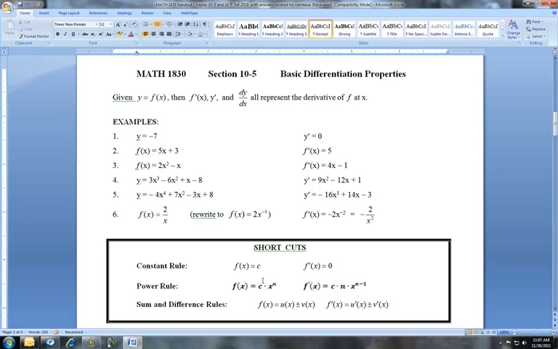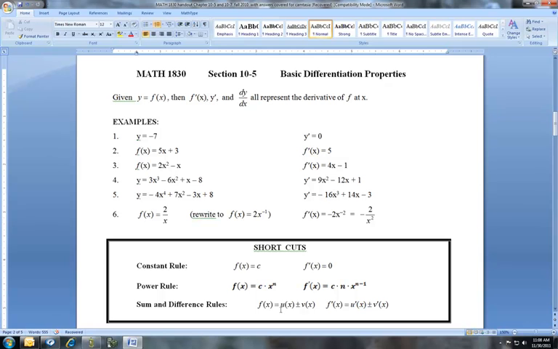It needs to be in this form. I need to see the coefficient times x raised to an exponent. So here's my derivative. My exponent times my coefficient, decrease the power by 1. So if you can multiply and subtract 1, you can do this.